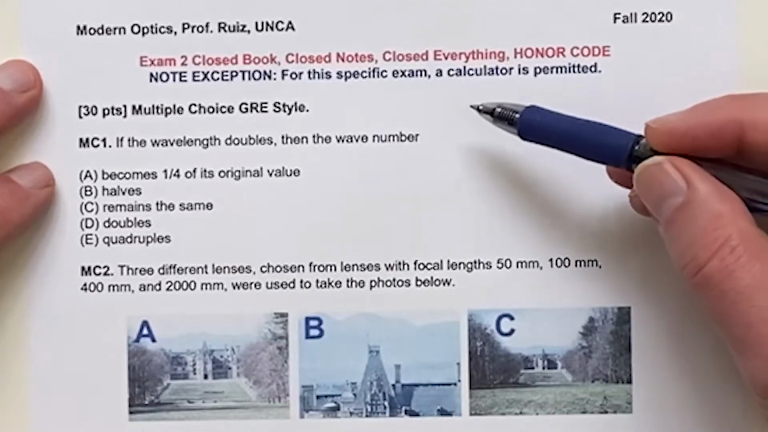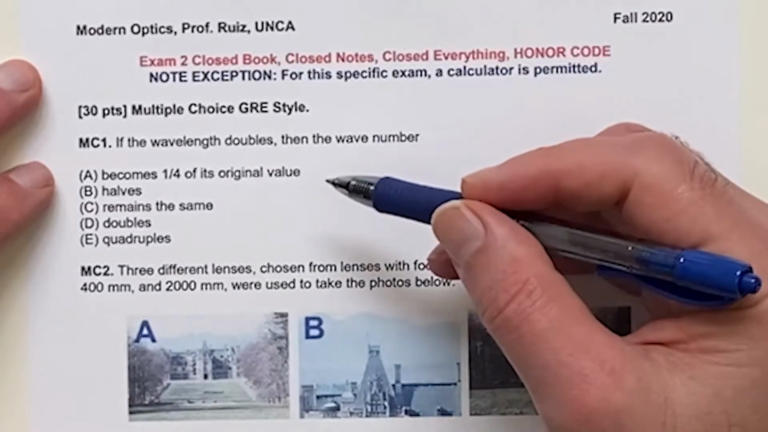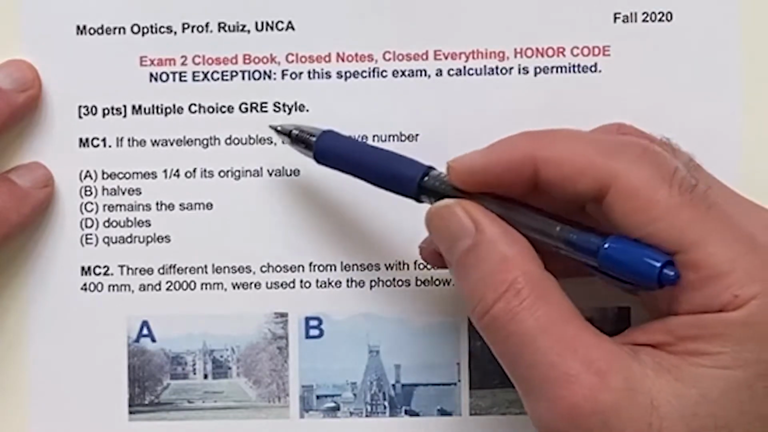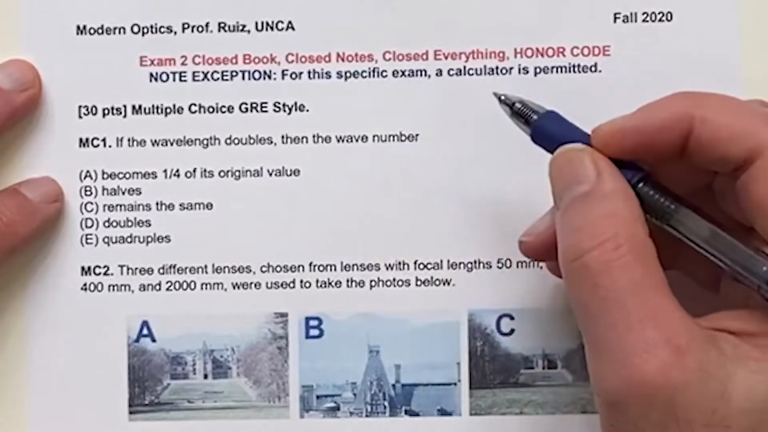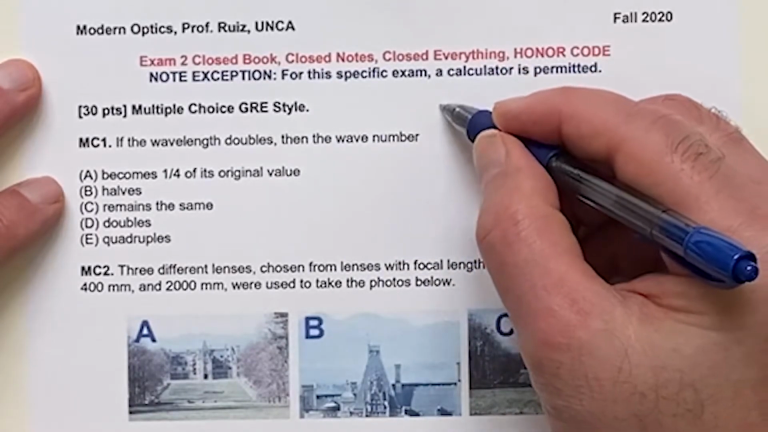Okay, we have exam 2 here for modern optics. The first section is a multiple choice section, GRE style. First question is, if the wavelength doubles, what happens to the wave number?